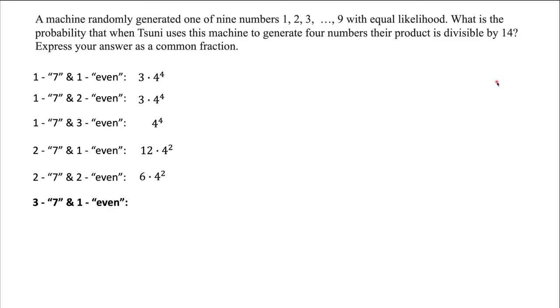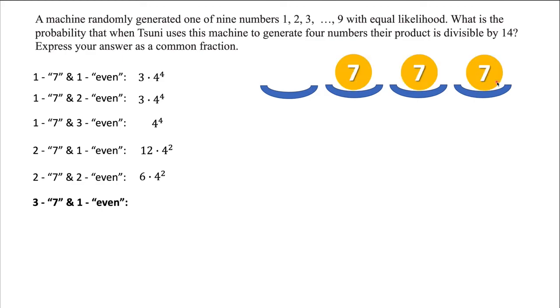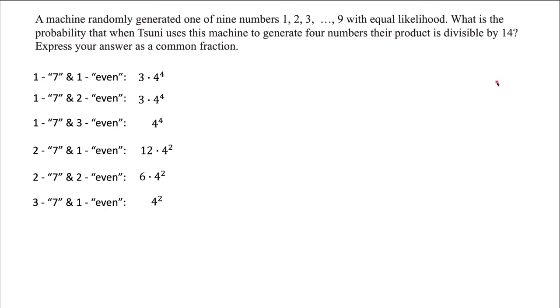Now, this is a situation when we have 3 seven balls and 1 even ball. We have 4 spots. We're filling 3 out of 4 with the 7 ball. There are 4 ways to do that. And now the last spot is filled by an even ball, which means 4 different possibilities. So the total number of possibilities in this case is 4 squared. And that's going to be it. There are no other possibilities to have at least 1 seven and at least 1 even ball.